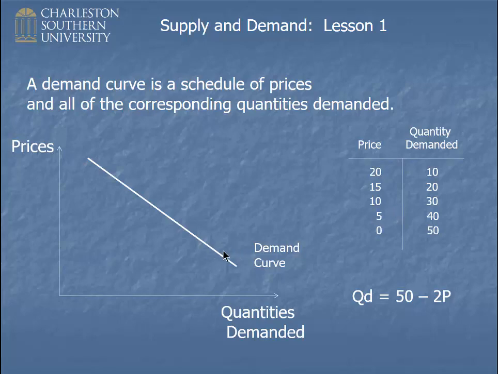This one's obvious, but this is also a demand curve because it meets the definition of a schedule of prices and all the corresponding quantities demanded. And this thing is also a demand curve because it also meets that definition.